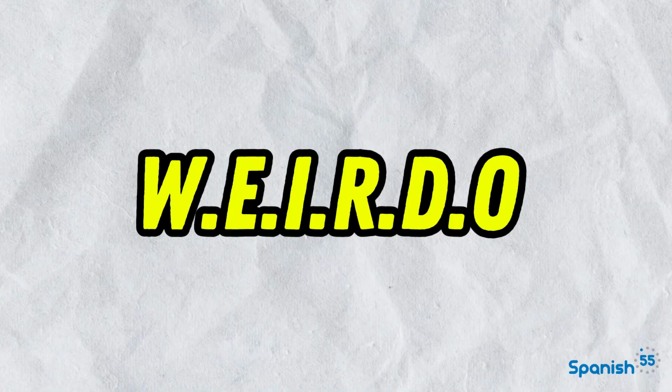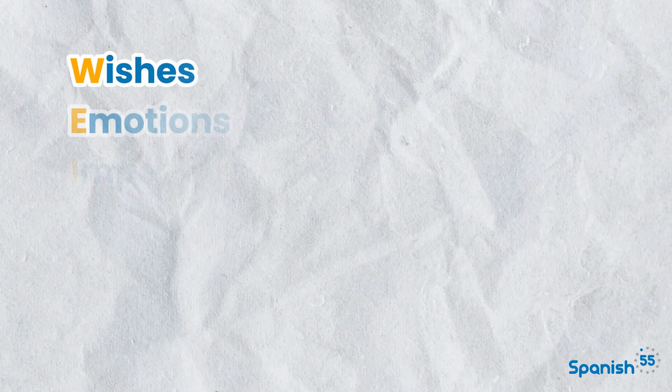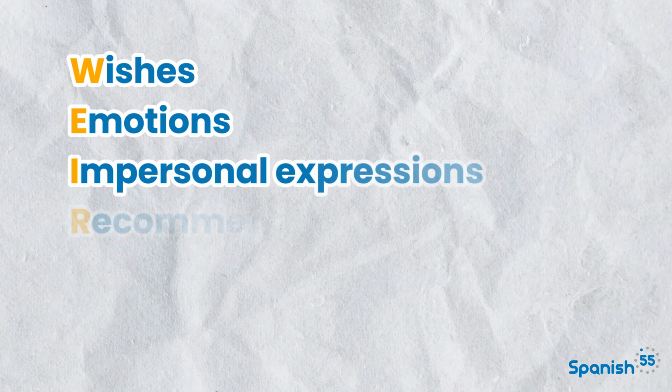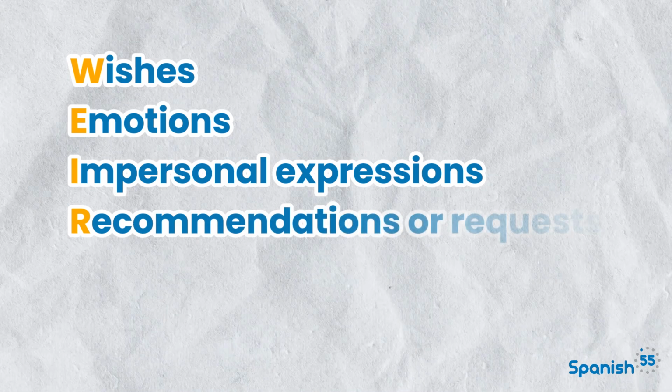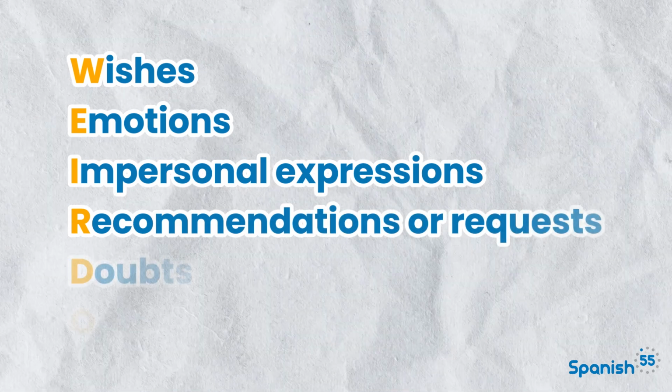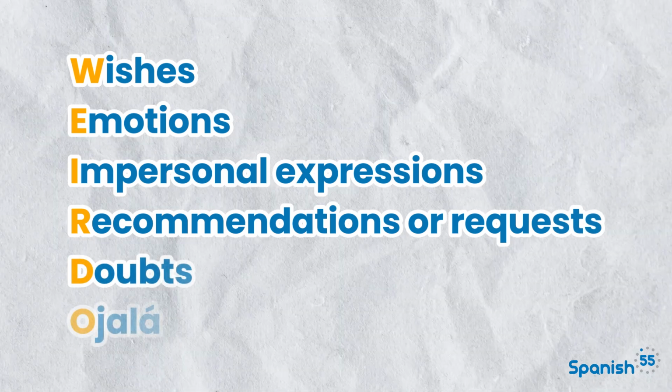Now, knowing how to conjugate the subjunctive is only half the battle, because we need to know when to use the subjunctive. Do you remember the acronym that we can use to remember the uses of the subjunctive? Weirdo, really good. Here, the W stands for wishes, E for emotions, I for impersonal expressions, R for recommendations or requests, D for doubt, and O for ojalá.